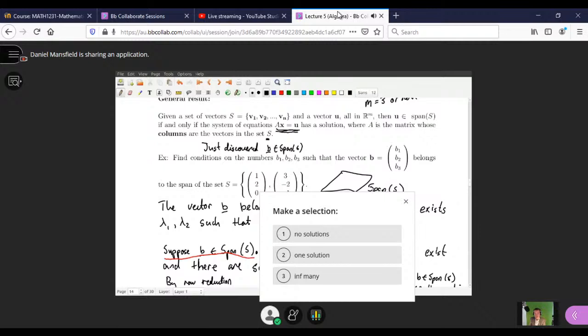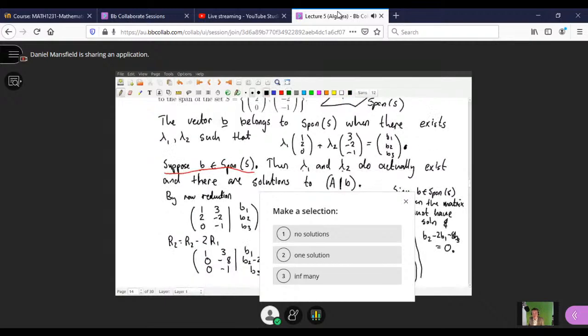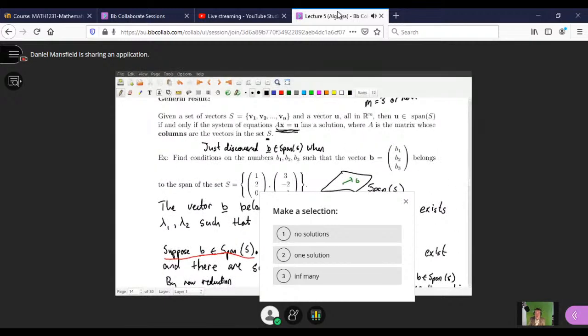I'll keep it as B. B is in the span of X when... So B lives in this lovely little sheet of paper over here. That's B. B lives in this span when, what was our condition? B2 minus 2B1 minus 8B3 equals 0.